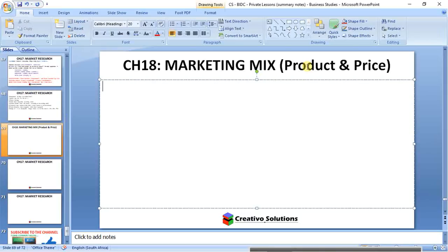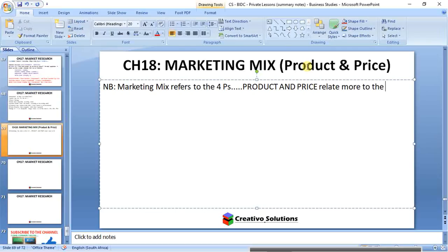So let's make a note. NB, marketing mix refers to the 4 P's. Product and price relate more to the internal decision making or management, let's just say that, the internal management of the business. And those are the first 2 that we're looking at. Don't worry about promotion and place, we'll cover it later.